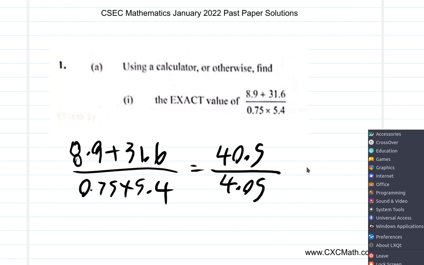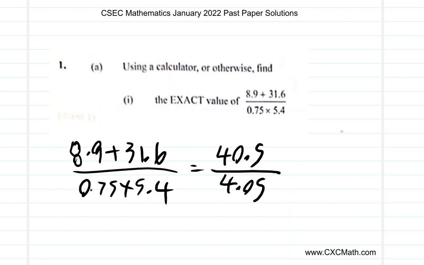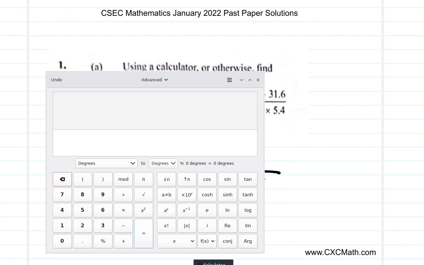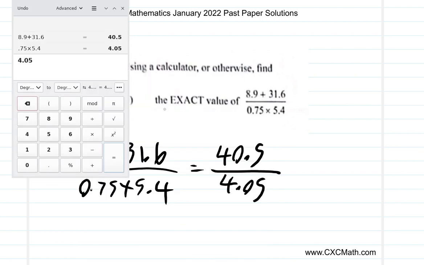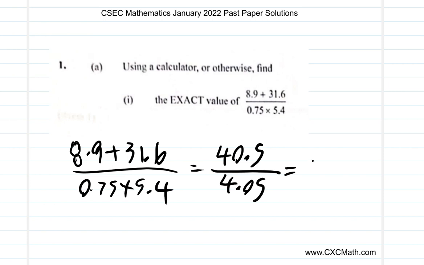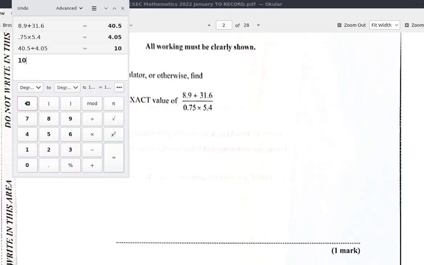And then after that, you find out what all that amounts to. Again, what you get is 40.5 divided by 4.05 equals 10. So it amounts to 10. Alright? So we didn't really need the calculator for this part. You can see the division here. But it's 10. Alright, so that's part 1A1 of the question.